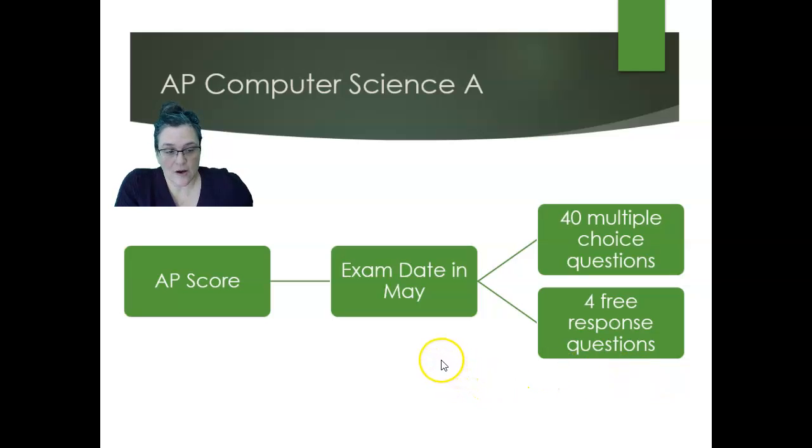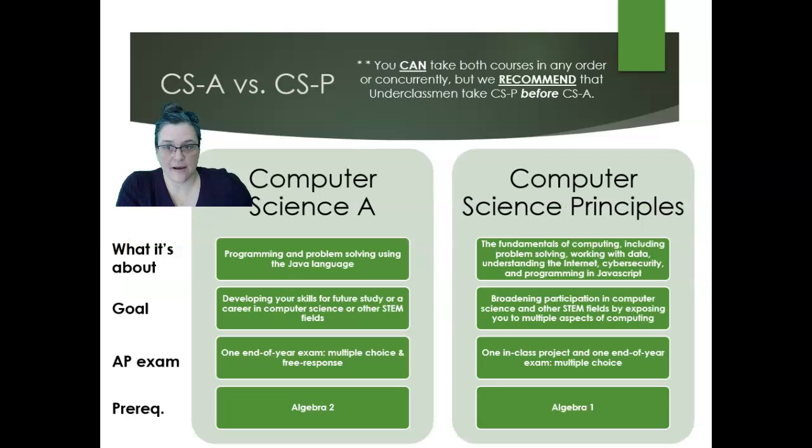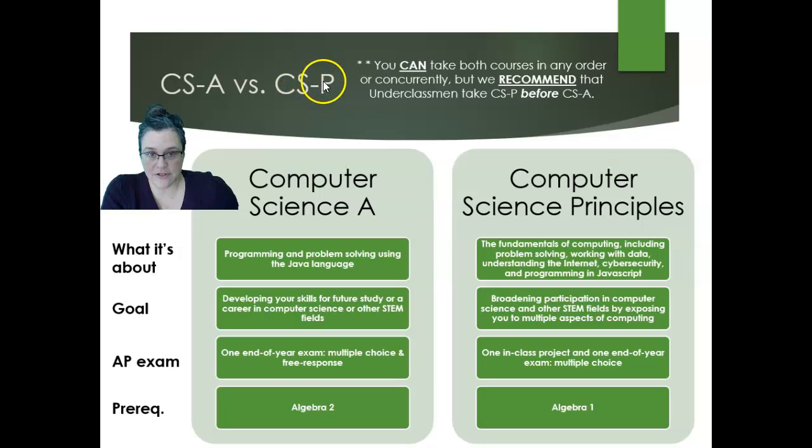Students who score a qualifying score, which is a 3, 4, or 5 on the AP exam, are generally able to get college credit for that depending on the institution that they attend. So for those of you who are considering whether you want to take Computer Science A versus Computer Science Principles, here's just some information comparing and contrasting those two courses.